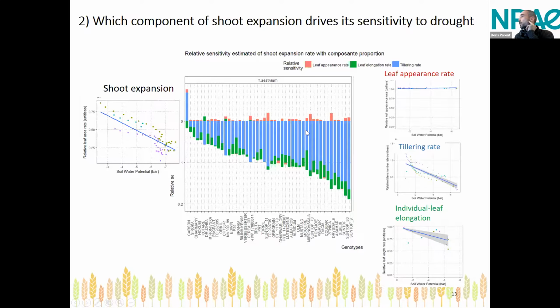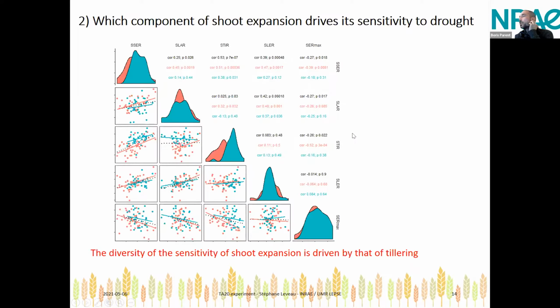And if we look at what we observe for bread wheat, the blue bars are the sensitivity of tethering, the red the sensitivity of leaf appearance rate, and the green the sensitivity of leaf expansion rate. We can see that the sensitivity of the whole plant shoot expansion is mostly explained by that of tethering, probably in all genotypes, and it was also observed in durum.